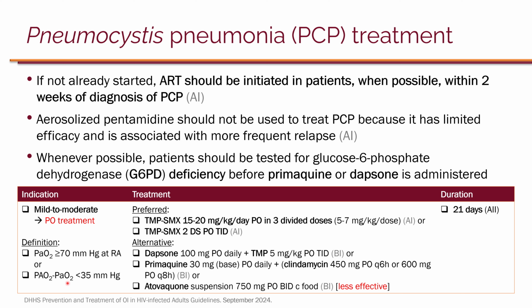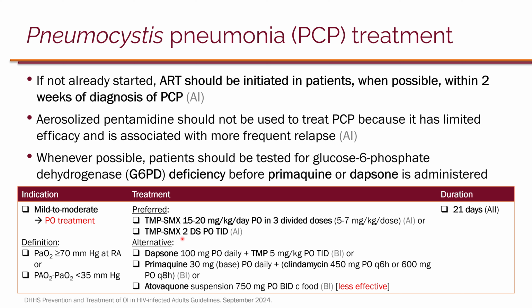a is for arterial. The preferred treatment for PCP, mild to moderate PCP, is Bactrim. So either dosing by body weight, so 15 to 20 milligram per kilogram per day. So that's a total daily dose that should be divided in 3 doses, which translates into roughly 5 to 7 milligram per kilo per dose, or a fixed dose of 2 double strength tablets 3 times a day.